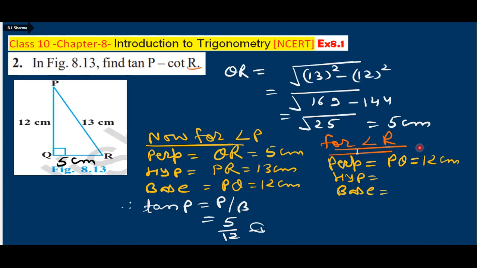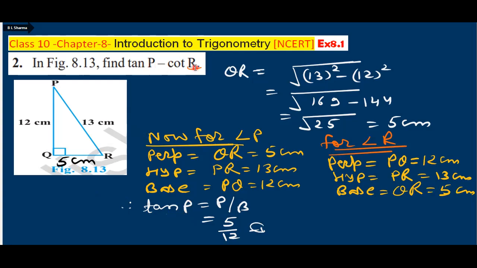Hypotenuse is the side just opposite to 90 degree. The side opposite to this 90 degree angle, that is PR, that is 13 centimeter. When the acute angle changes, the hypotenuse does not change; base and perpendicular change. And the third side is base, the remaining third side is base. So QR is the base, that is 5 centimeter. QR is 5 centimeter.